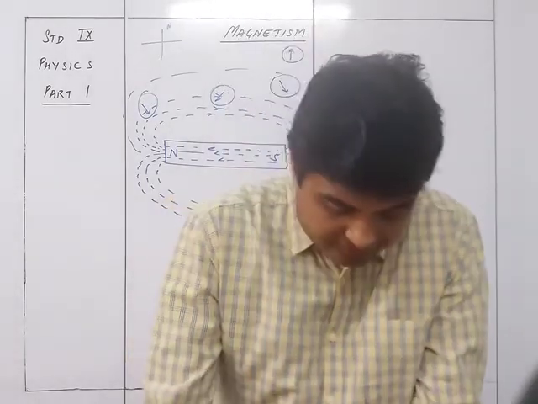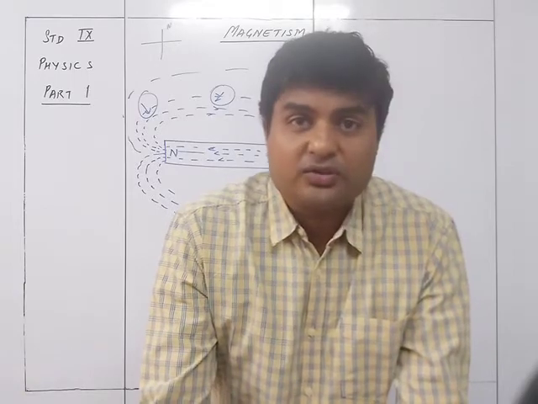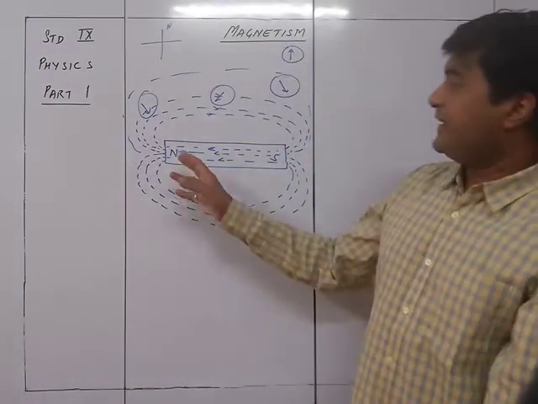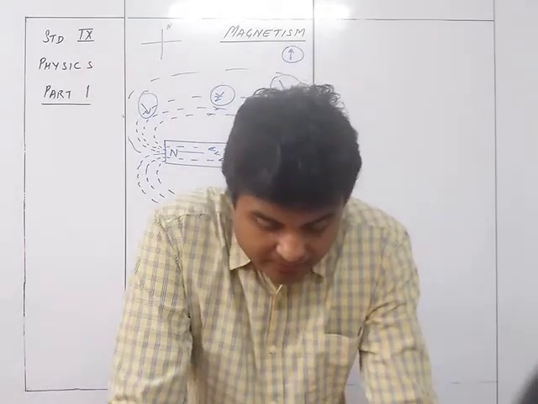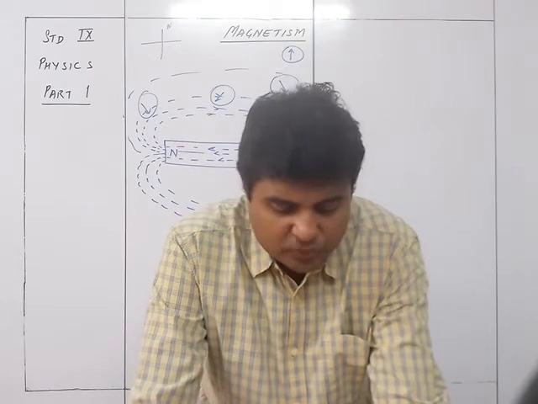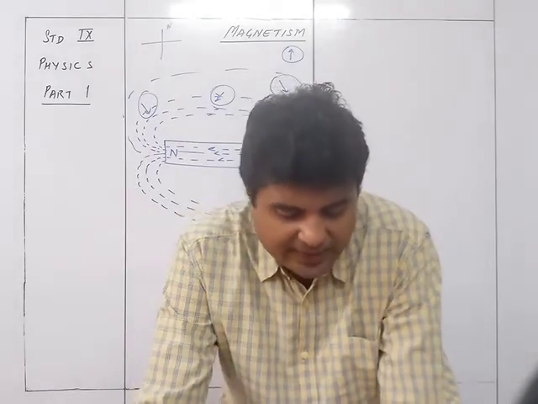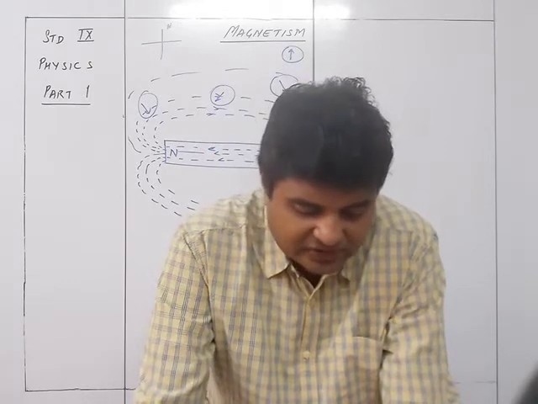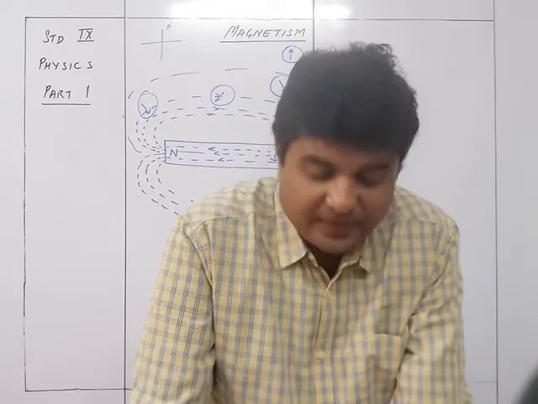Now magnetic field is a vector quantity because it has got a particular direction. I told you that it is direction from north to south. So that's why magnetic field is a vector quantity. The magnitude of the magnetic field at a point is measured by the force which a magnetic pole placed at that point experiences, and the direction of the magnetic field is the direction in which the needle of the compass rests when it is placed at that point.